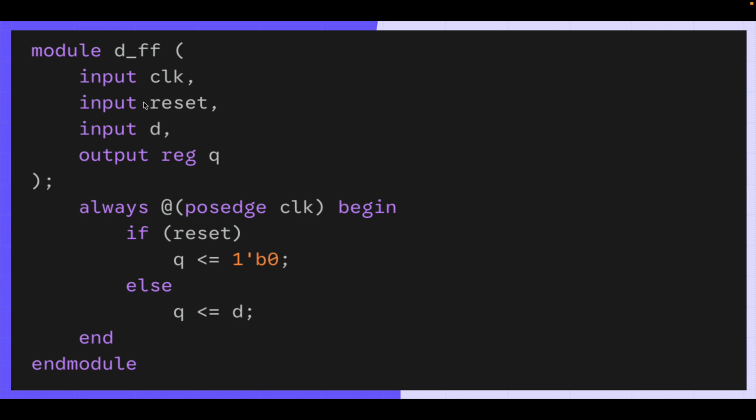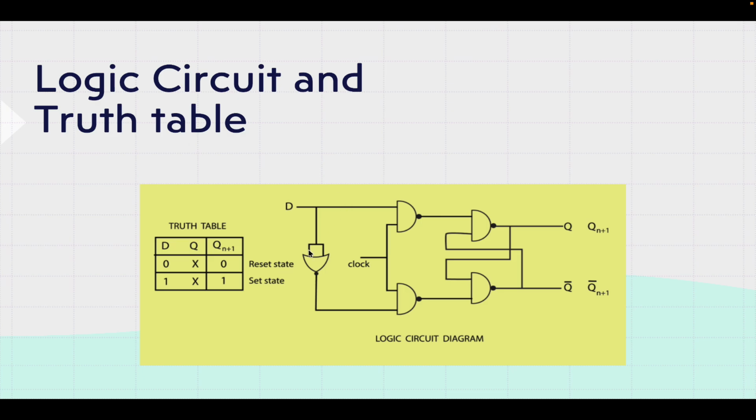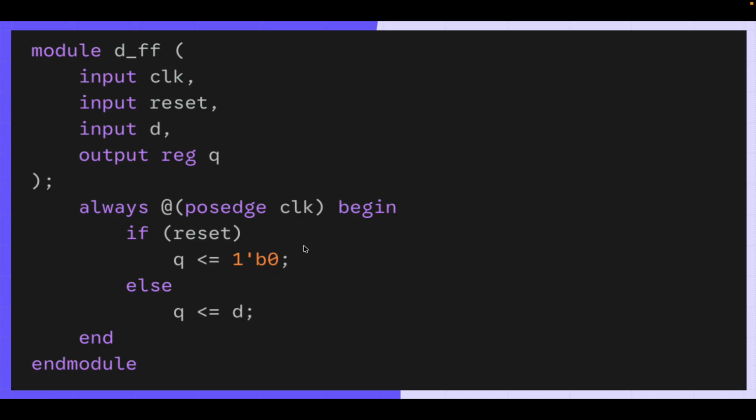Then we have module D flip-flop. Here, there is one mistake. I don't know why it is given as an XOR gate. Please see to that it's a NOT gate. We need to put a NOT gate, not this. It's actually an OR gate, not even an XOR. You need to put a NOT gate, not this one. Okay. Please change this to a NOT gate.